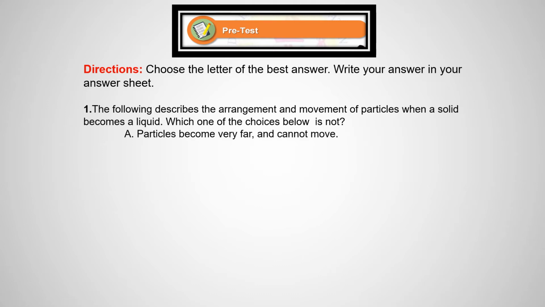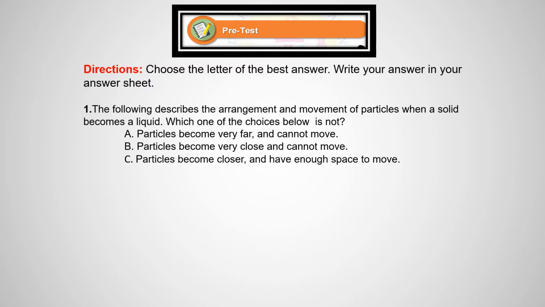A. Particles become very far and cannot move. B. Particles become very close and cannot move. Letter C. Particles become closer and have enough space to move. Letter D. Particles move away from each other and are free to move.